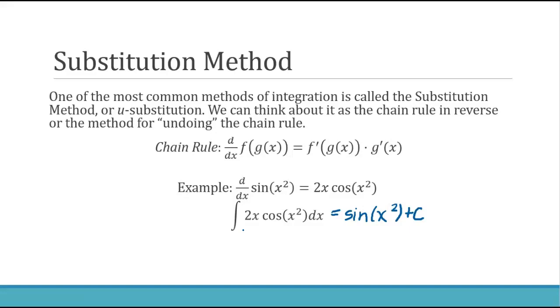What we want to start to do is develop an eye for looking at an integrand and seeing it as the result of the chain rule. So what I want you to notice is that inside of the cosine function, I have x squared, and its derivative is on the outside being multiplied. There's my 2x. So I can see this inside function g of x and its derivative multiplied on the outside. I want you to keep that in mind as we attempt to apply the substitution method.